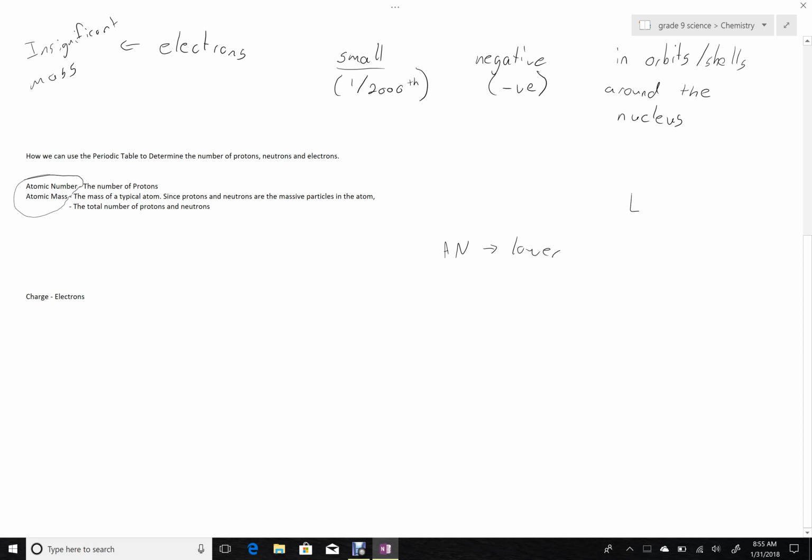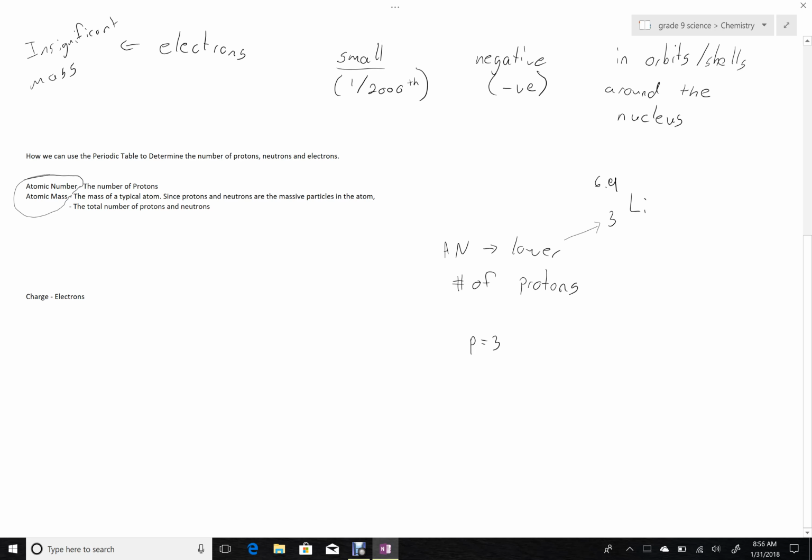So if we look for an atom like lithium, and we look it up on our periodic table, we're going to see it has an atomic number of 3 and an atomic mass of 6.9. Now, we're not going to get too distracted here by figuring out which one's which. We just always know that this one's lower, so that's the atomic number. By definition, the atomic number is the number of protons. So in my lithium, 3 and 6.9, I have 3 protons.